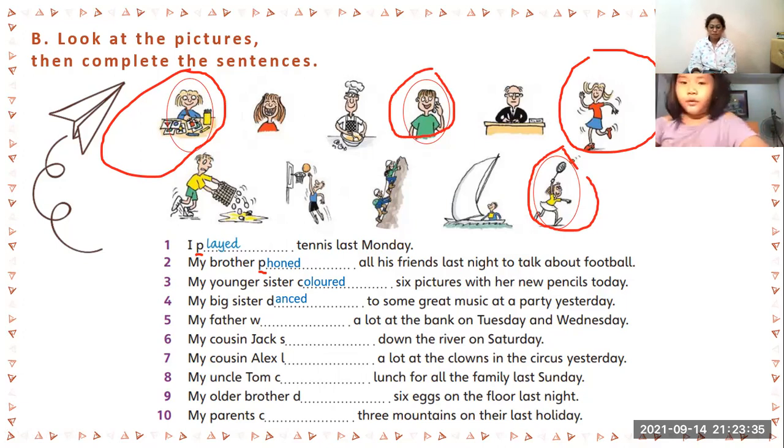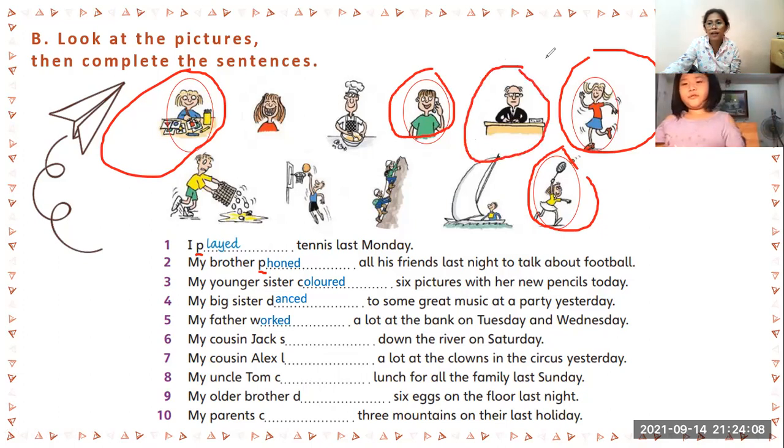Go, Mary. My father was busy. My father worked a lot at a bank on Tuesday and Wednesday. Very good, worked a lot. Where is he? This one? Yes. Okay, next. We can use work in this.